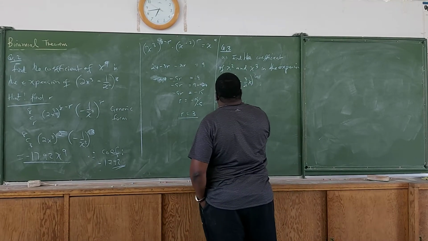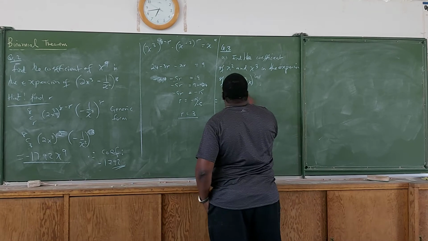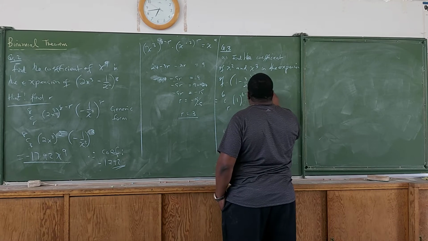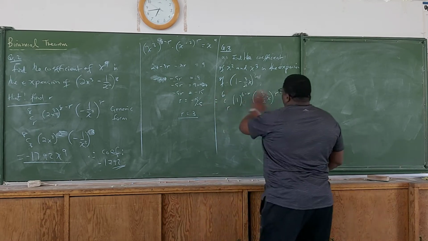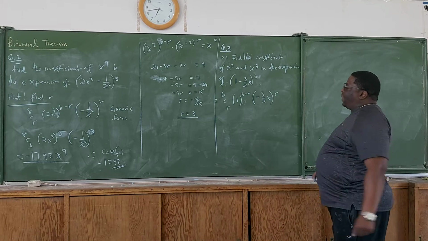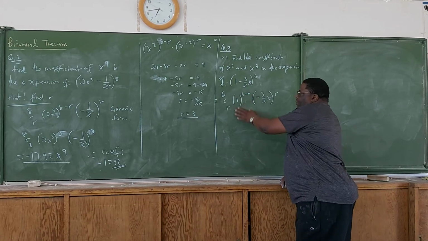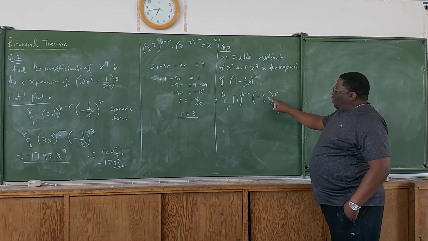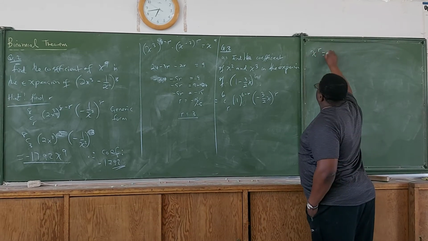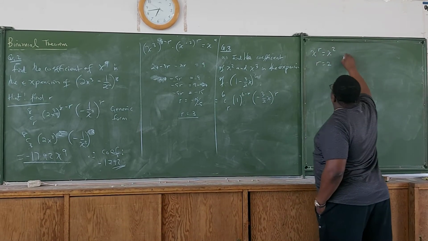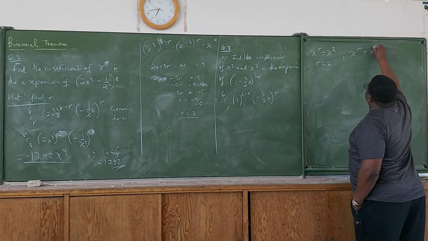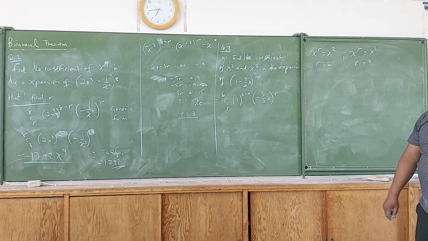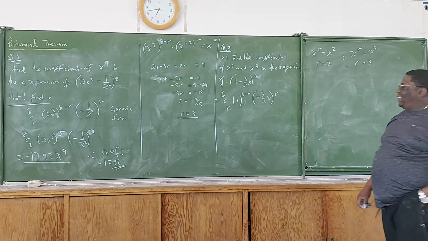6CR, 1 to the 6 minus r, negative 3 over 2 is 1.5, to the r. But please, generic term. So our job is to find r. Is there anything we can do here? That's a constant. So we're only going to focus on this x to the r. x to the r equals x squared, r equals 2. x to the r equals x cubed, r equals 3. These are the two that we are going to use. It's good that those powers are even.